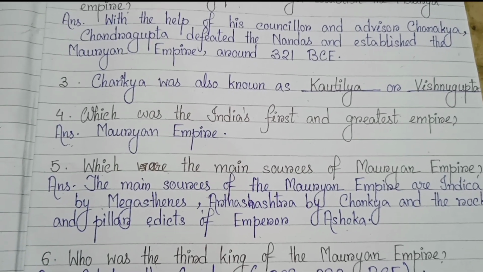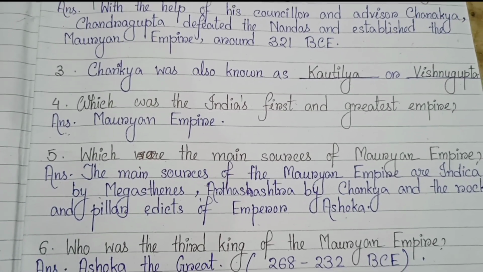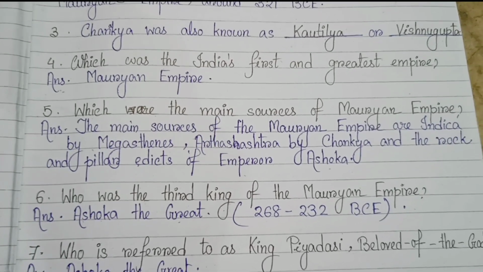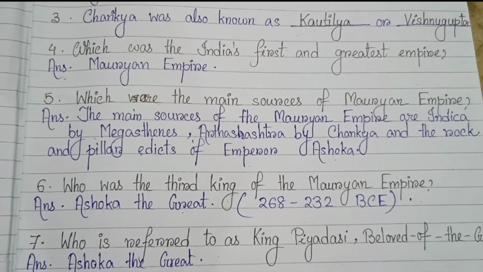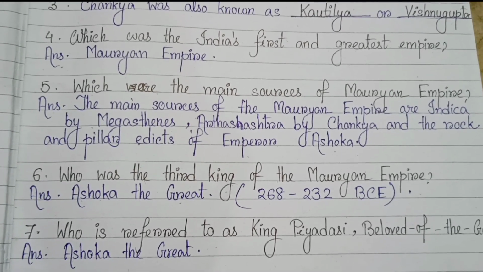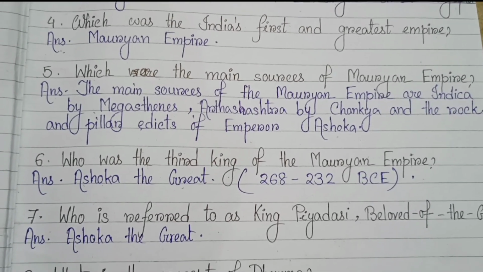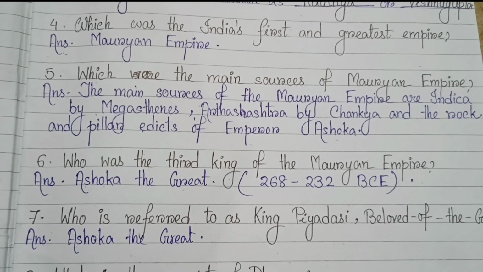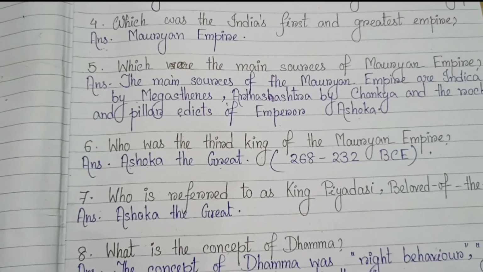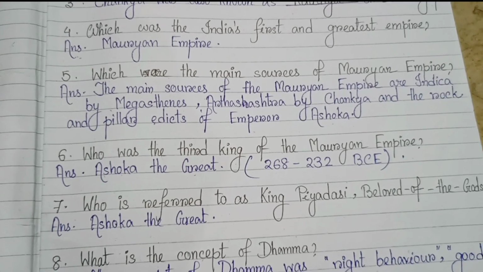Number 4, which was India's first and greatest empire? Mauryan Empire. Number 5, which are the main sources of Mauryan Empire? The main sources of Mauryan Empire are Indica by Megasthenes, Arthashastra by Chanakya, and the rock and pillar edicts of Emperor Ashoka. Number 6, who was the third king of the Mauryan Empire?